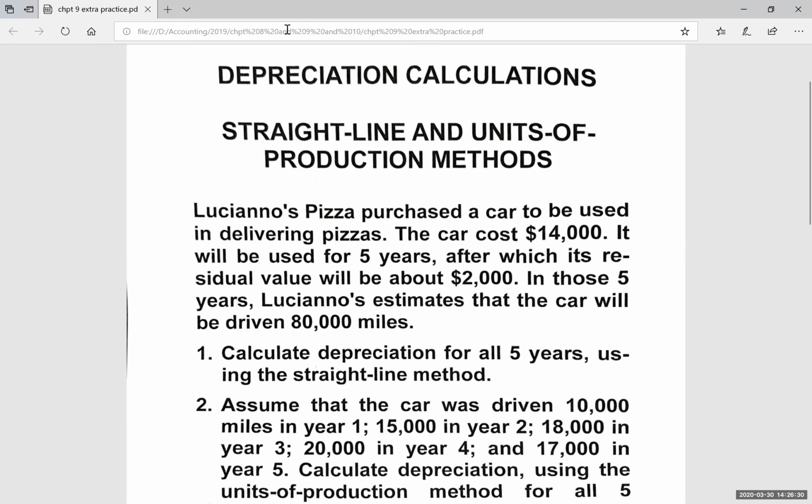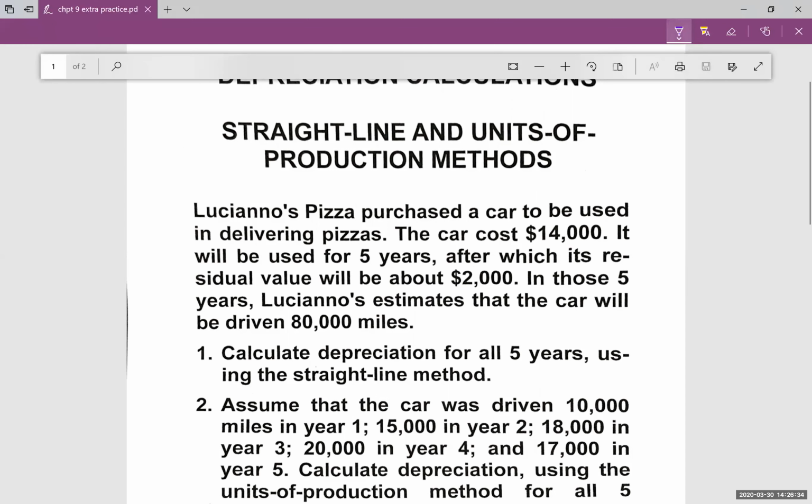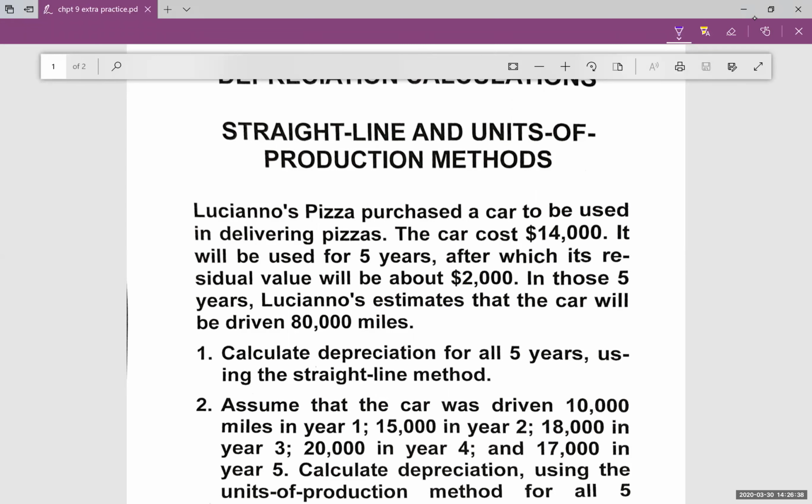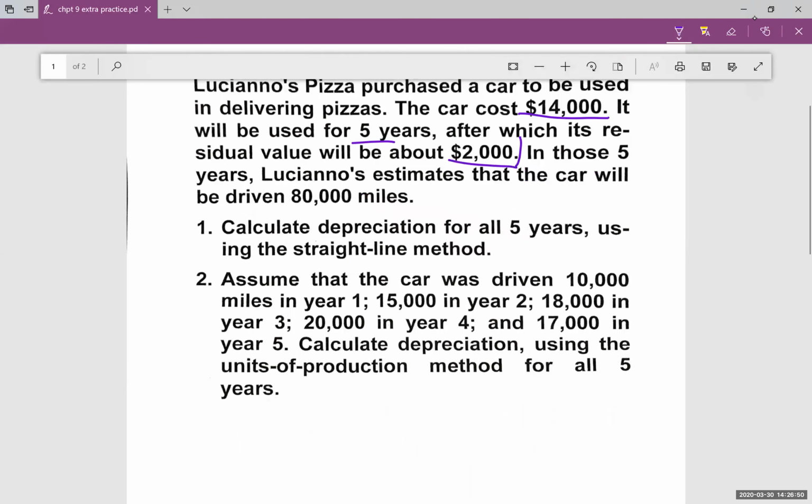Okay, this one is about Luciano's Pizza. They purchased a car to be used in delivering pizzas. And the car costs $14,000, used for 5 years, after which its residual value will be $2,000. Okay, let's use that information to do the straight line depreciation for 5 years.